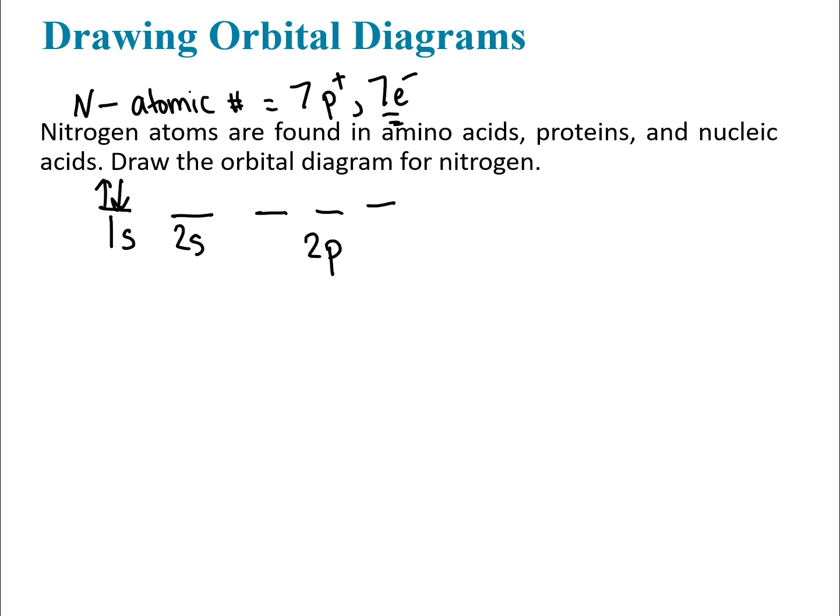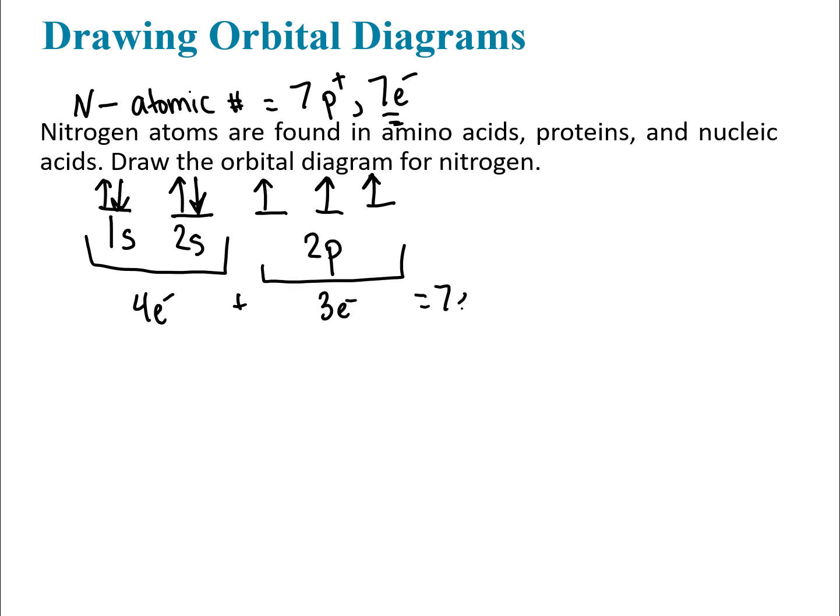The next energy level that we're going to fill is energy level 2. We're going to start with the 2s. Put another 2 electrons. We've placed 4 electrons. We still need to place another 3. You can give them their own space and put them into their own little orbitals. And that means that we've placed all 7.